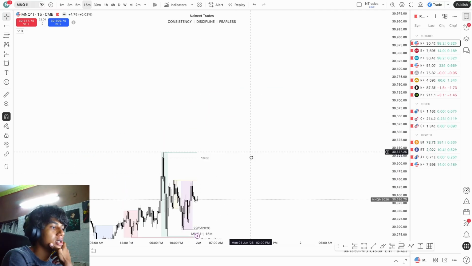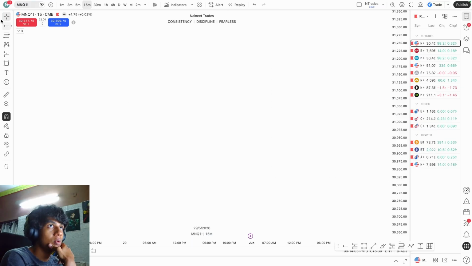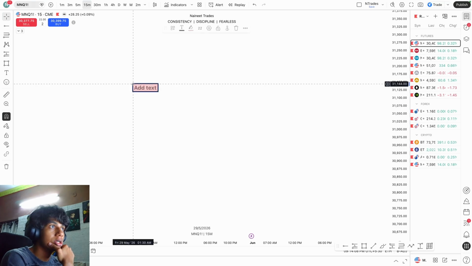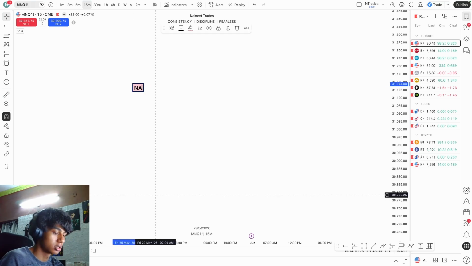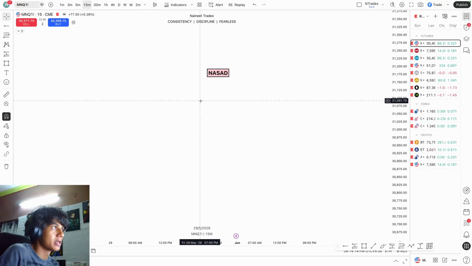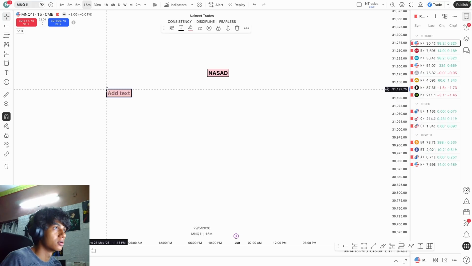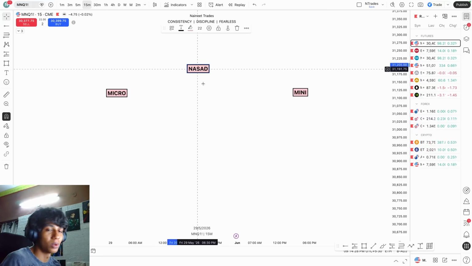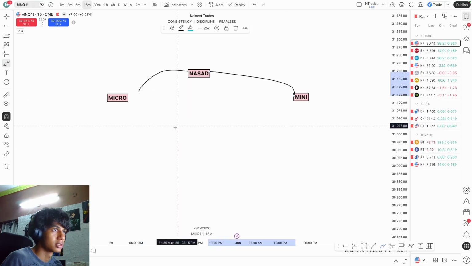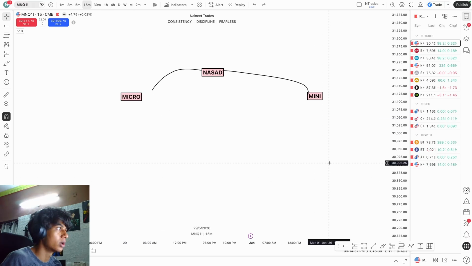And other than that, I'll tell you guys the difference between MNQ and NQ. So what is MNQ? There are two types again in Nasdaq, or in any other futures asset. One is micro and one is mini. And micro is basically 1/10 of a mini.